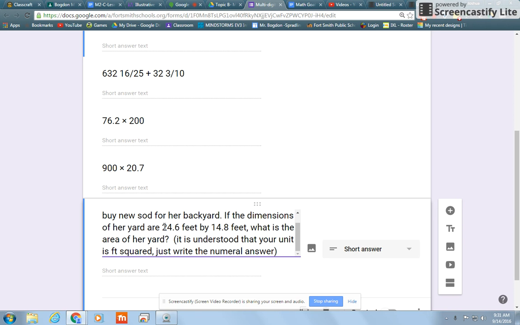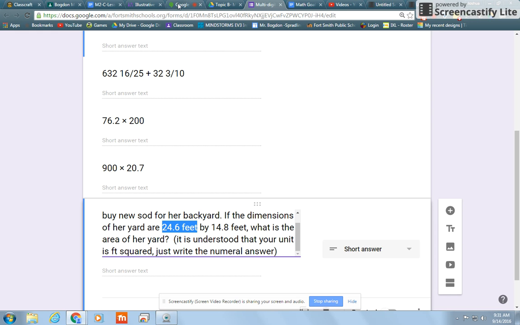Oops, I didn't mean to select the whole thing. You say 24 and 6/10 feet. Are we all writing that down? Okay. What's another important dimension that we need to know? Jamalith? 14 and 8/10 feet. Okay.